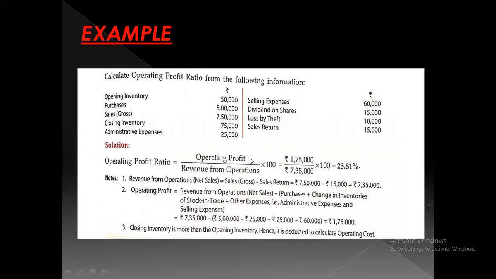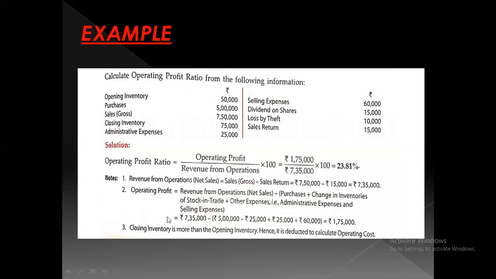So student, we have the gross sales 7,50,000. Deduct the sales return out of this, 15,000. So revenue from operation will be 7,35,000. Now to calculate operating profit, first of all, we'll calculate cost of goods sold. Cost of goods sold is always opening stock, which is 50,000, plus purchases 5 lakh, minus closing inventory 75,000. This will become cost of goods sold.